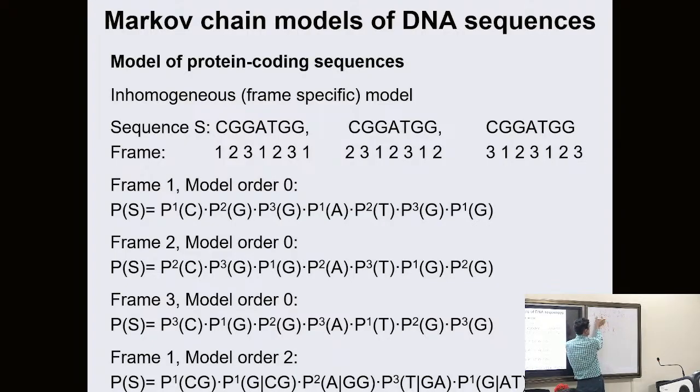So I will say probability of starting in CG. I will write first and then I will put the reference positions. Probability of starting in CG and then transitioning to G, so probability of G given CG, and then the probability of A given GG, and then the probability of T given GA, and then the probability of G given AT, and finally the probability of G given TG.